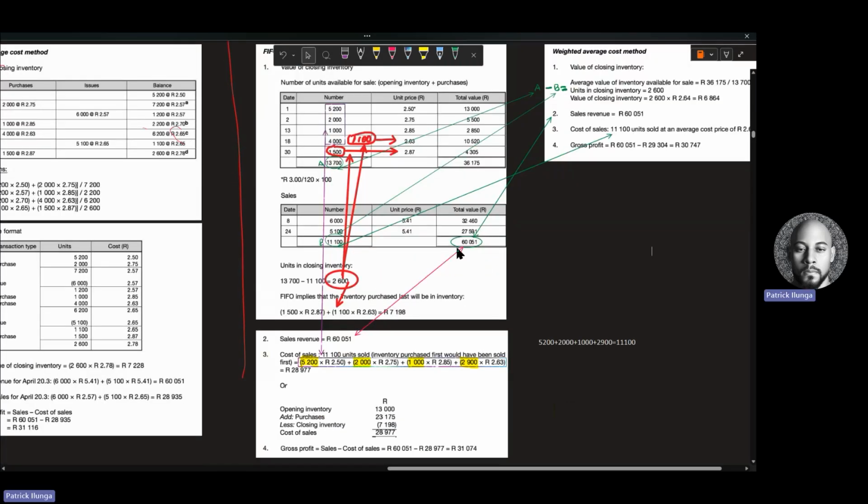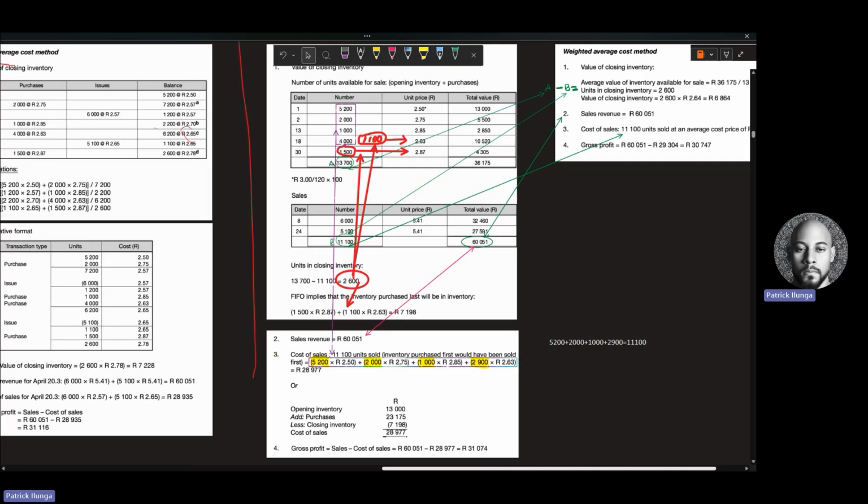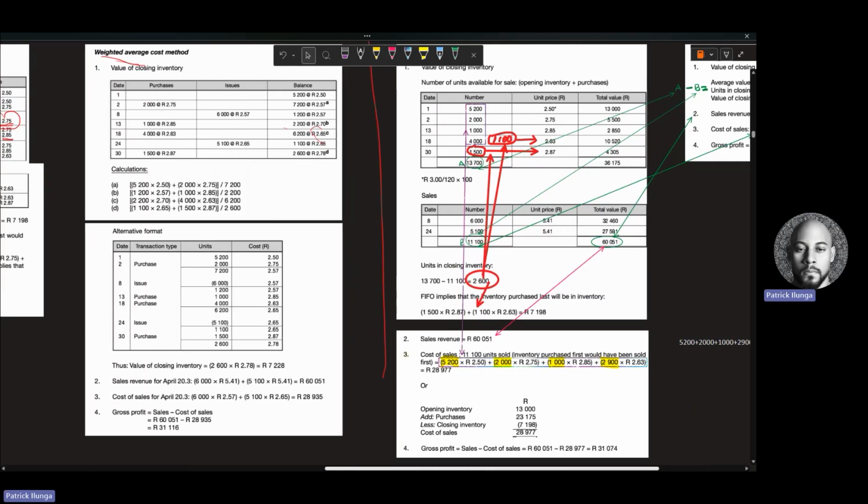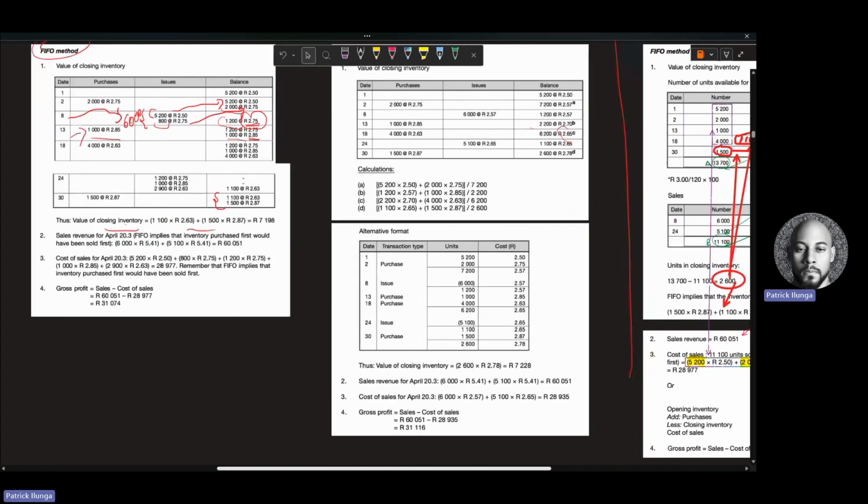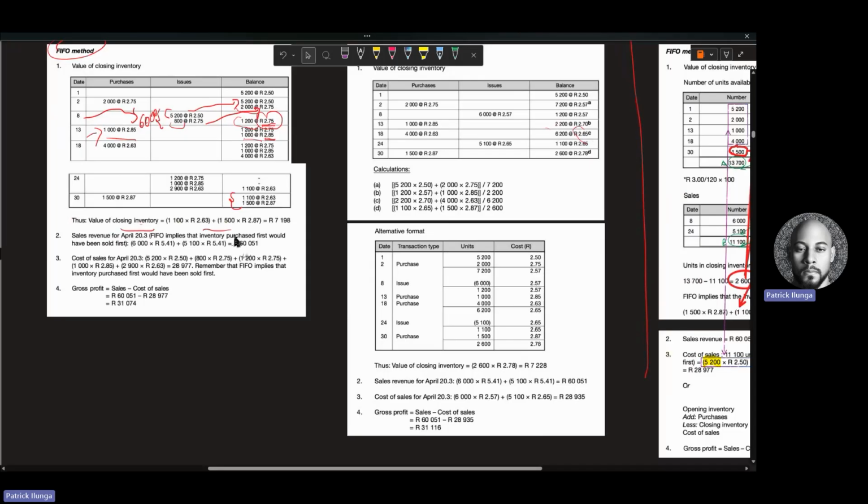As you can see, we find the total value for the sales is 60,051. It is the same. Like I said, sales won't change. Sales will always be the same. Even in the perpetual, let's go to the perpetual. Sales is always the same.